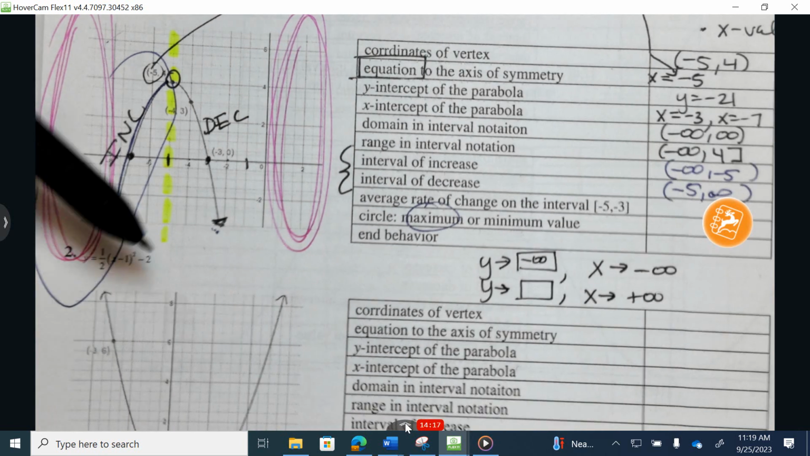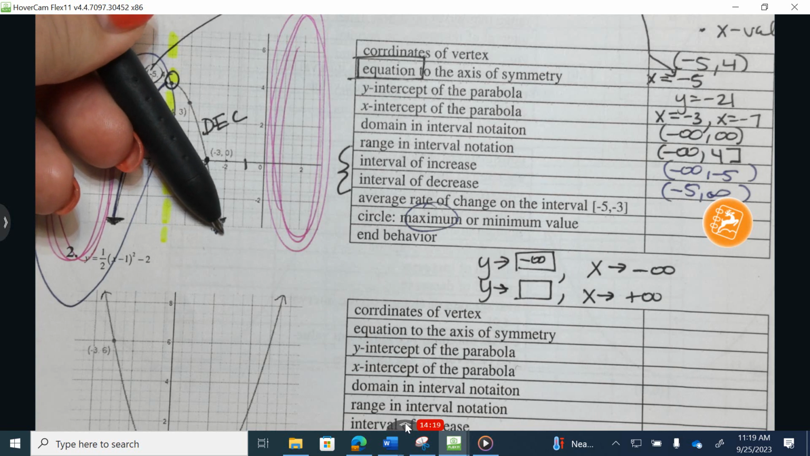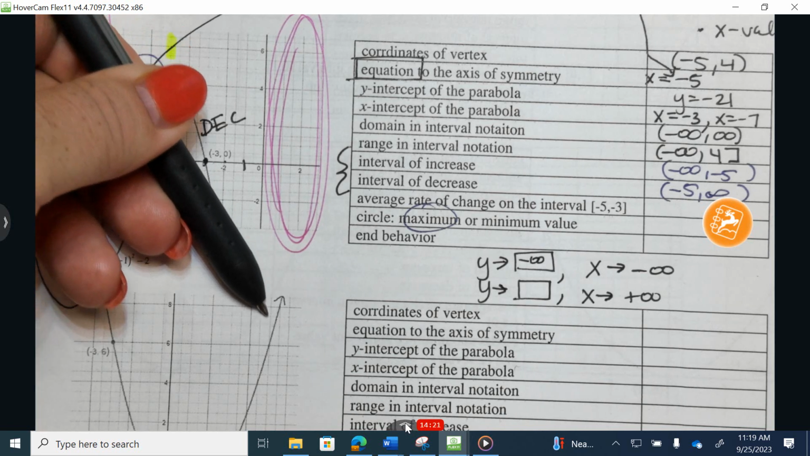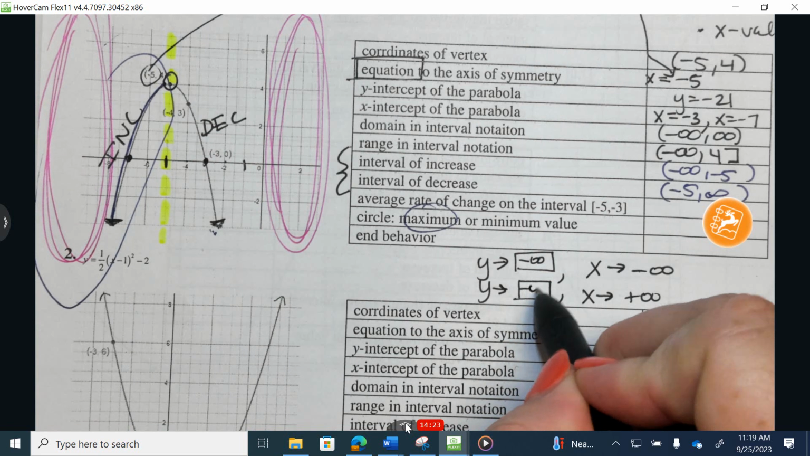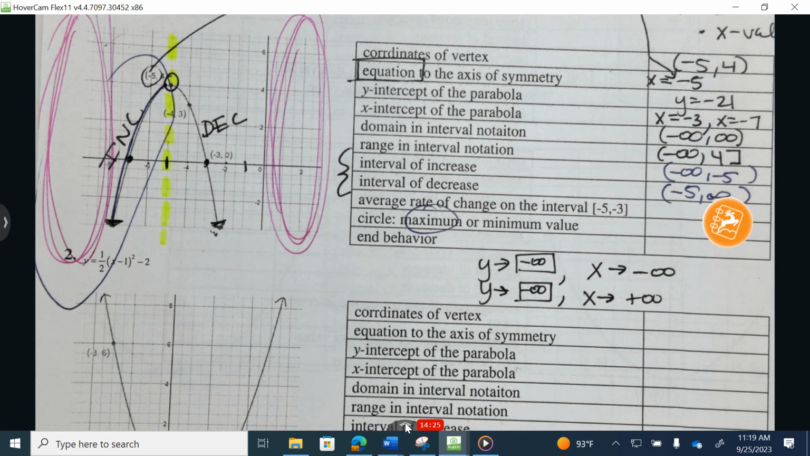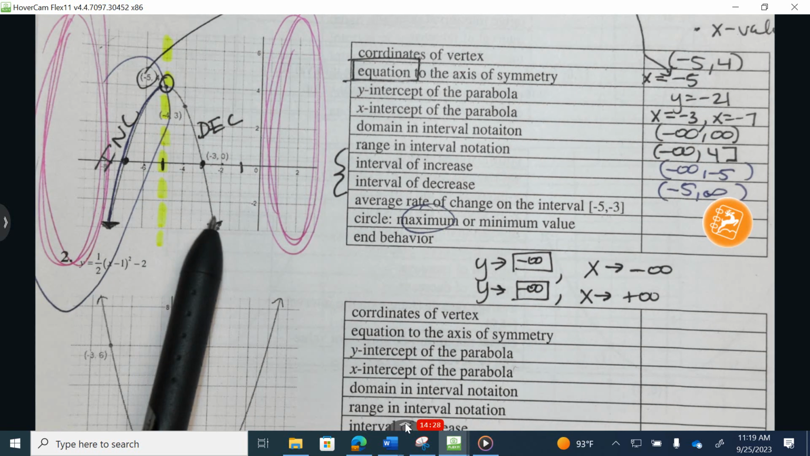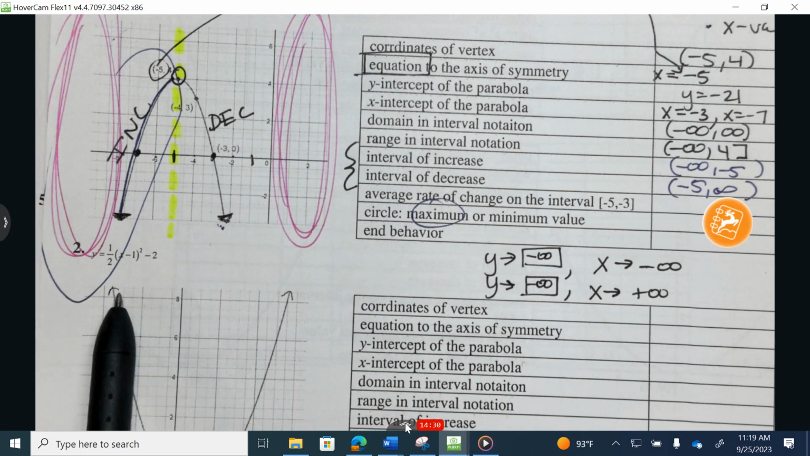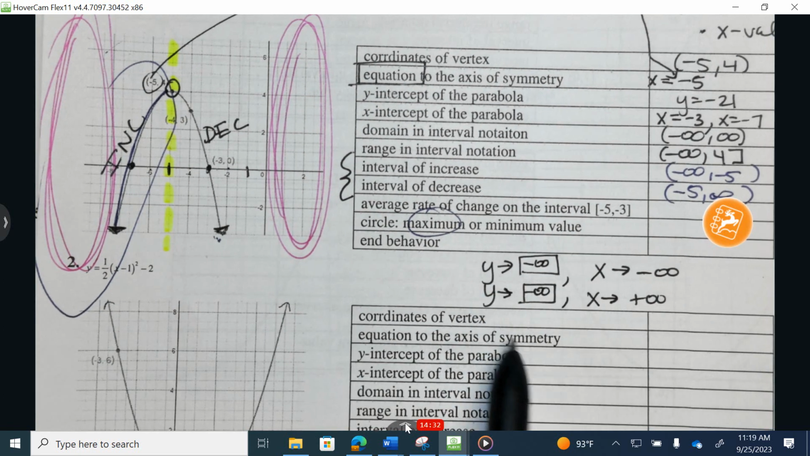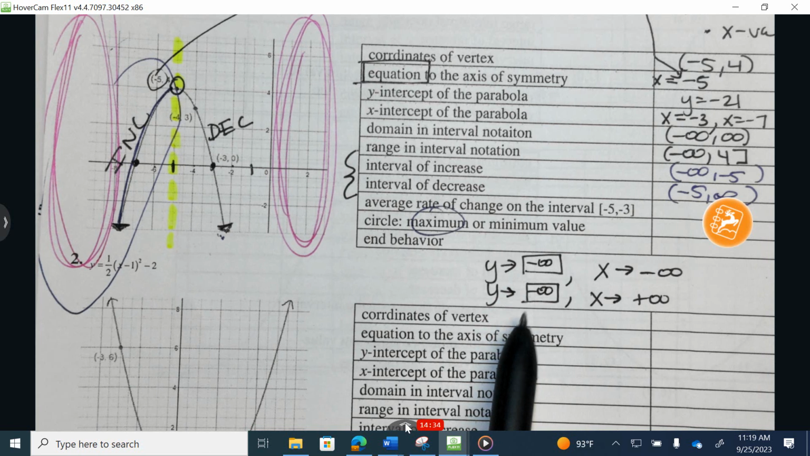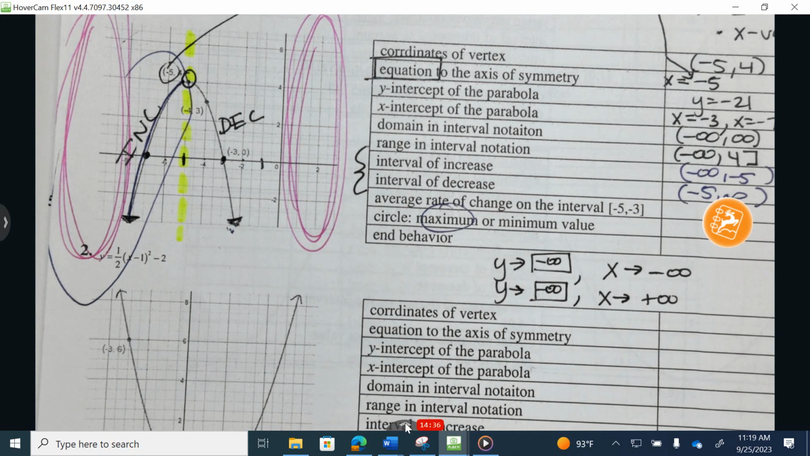When this part of the function crosses into my pink oval, eventually it is also headed down. The nice thing about parabolas is, look, they're both going the same direction. They're both going down or they're both going up. So your end behavior for parabolas will both be negative infinity or positive. They will be the same.